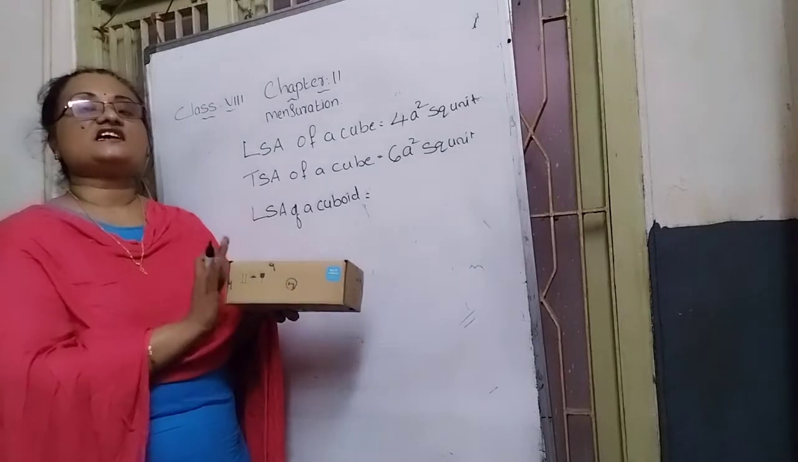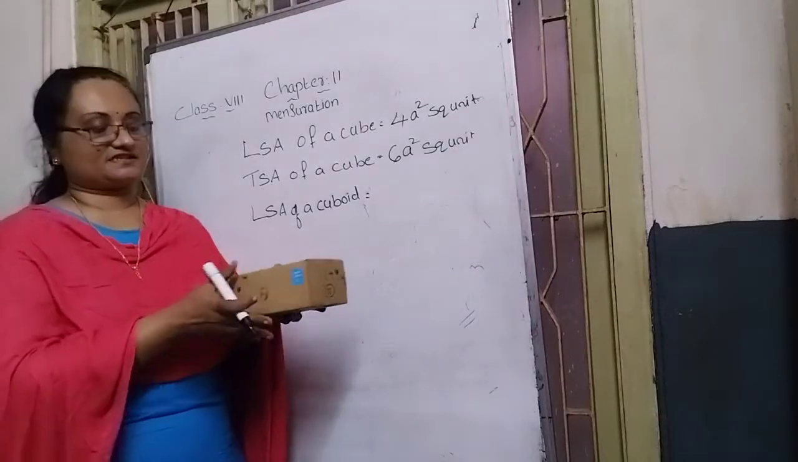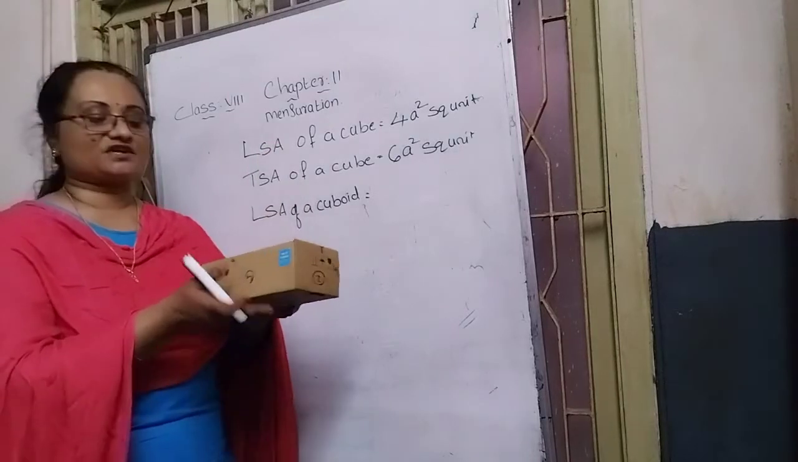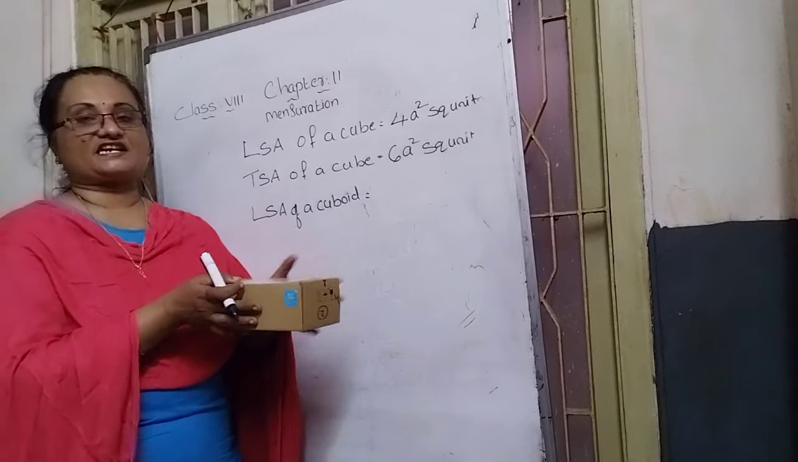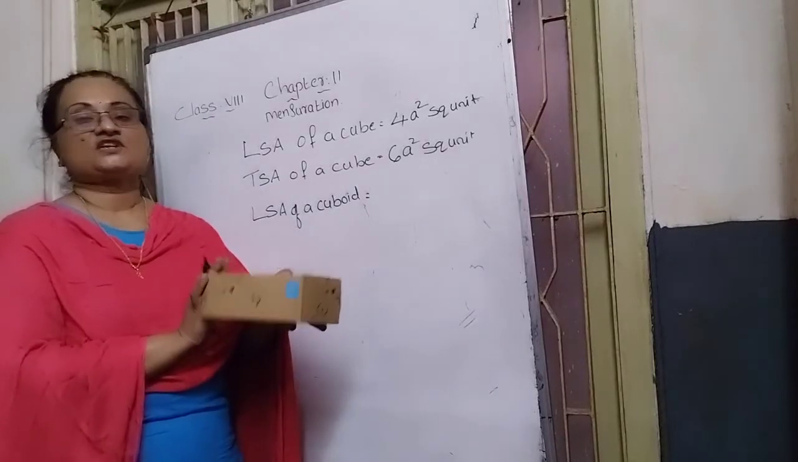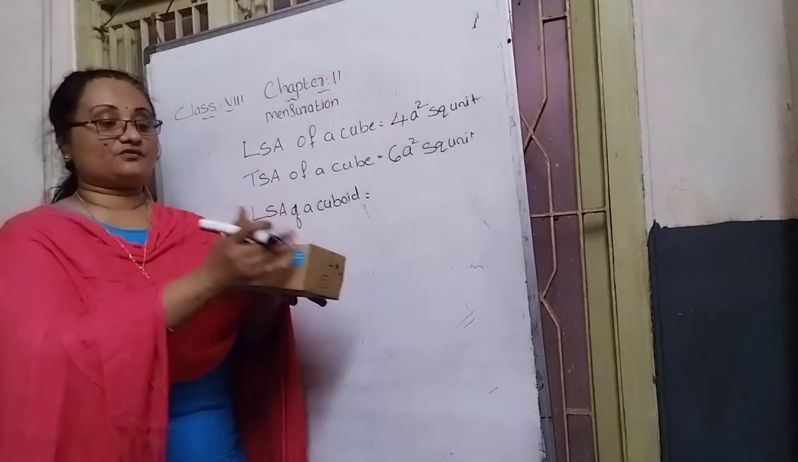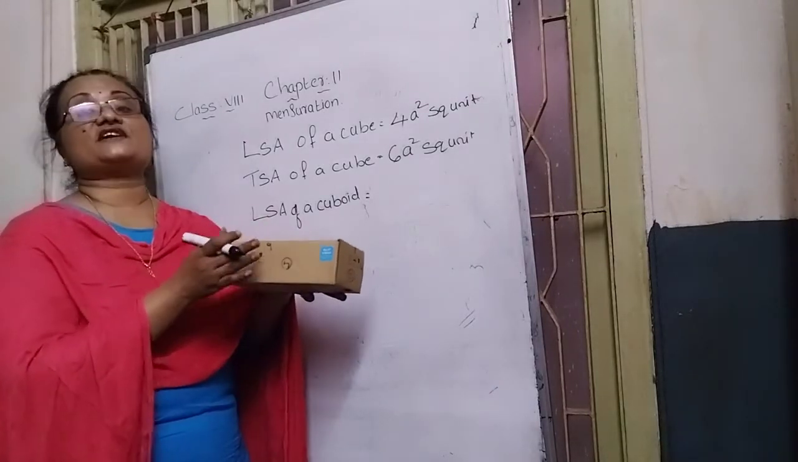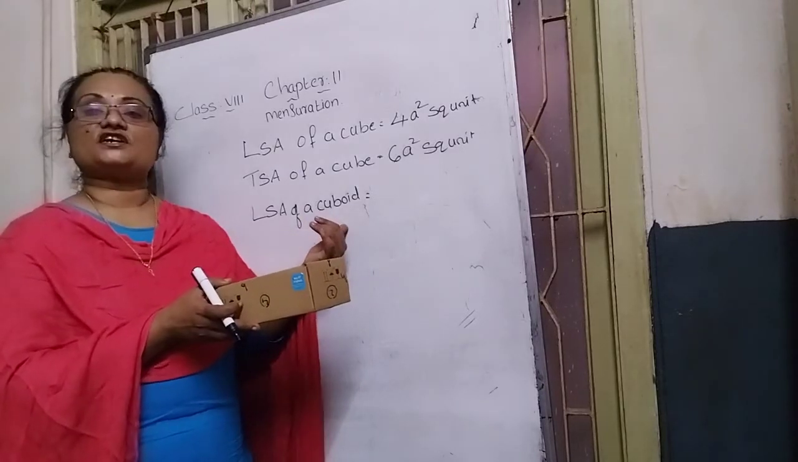For the lateral surface area, how many faces do we consider? Only 4 faces. Not the top and bottom; we consider front, back, left, and right. For a rectangle, what is the formula for the area of each face? Adding them gives you the LSA of the cuboid.